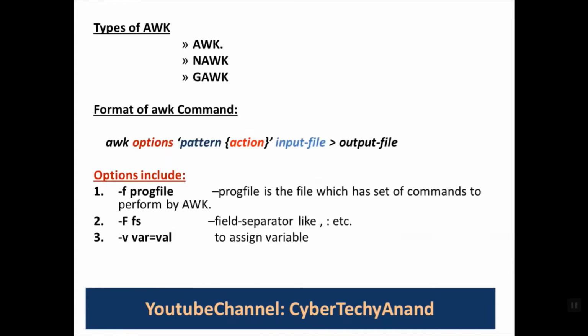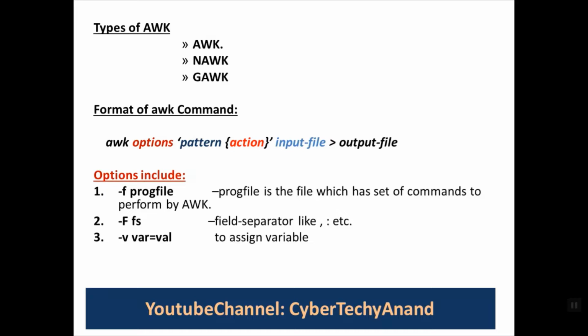Now, coming to the types of AWK, there are many flavors: the first was awk, then nawk, gawk, depending upon the flavor of the Unix distribution. These are the different types of AWK. There are subtle differences between these flavors, but the most widely used is awk.